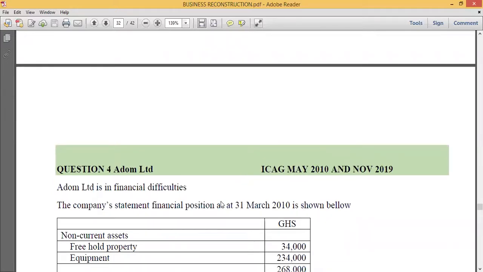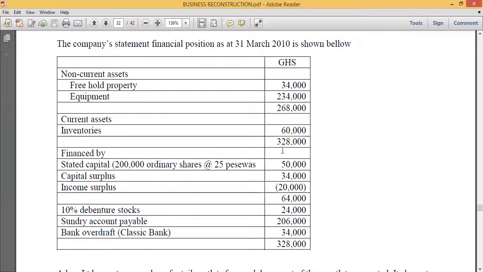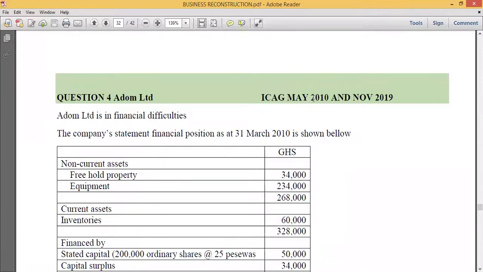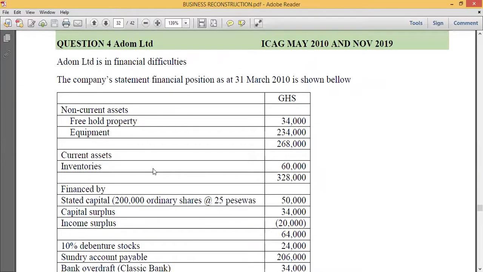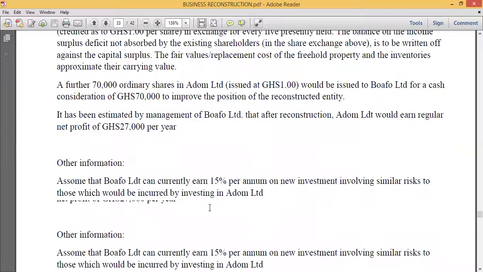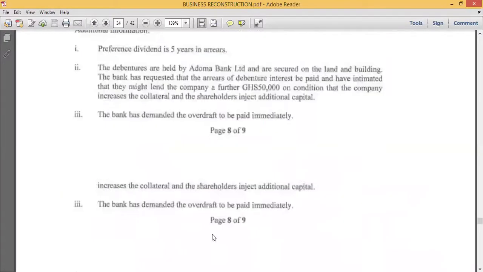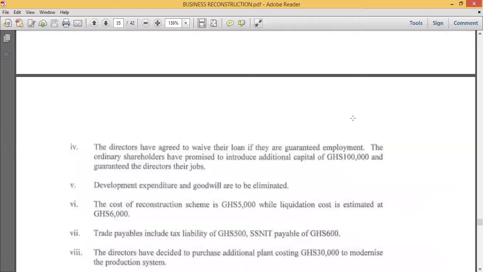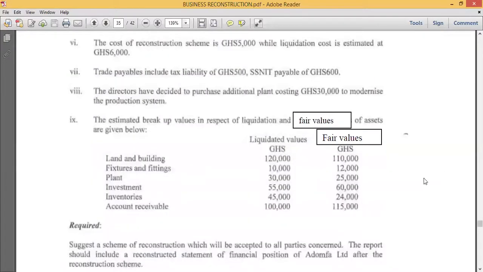Have you seen this question? The same question dropped two times for ICMA, just last sitting. It came in May 2010. This is the May 2010 version, how it was stated. Then I'll show you how the November 2019 last sitting's version was stated. That was the last question in the handout.